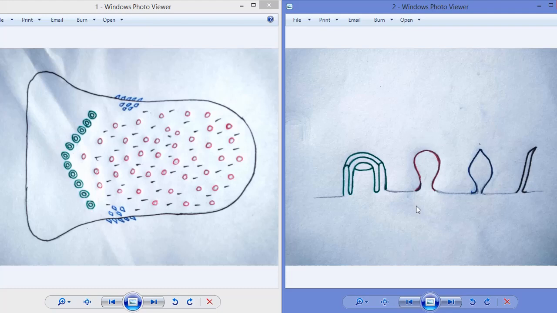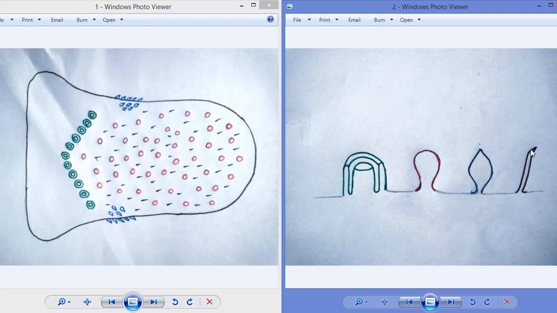This is the fungiform papilla. The fungiform papilla has the shape of a fungus, the shape of a mushroom. That is why it is called fungiform papilla, and it is present throughout the dorsal surface of the tongue, represented by red color over here. This is the foliate papilla, which has the shape of a leaf, and it is present on the lateral side of the middle portion of the tongue.